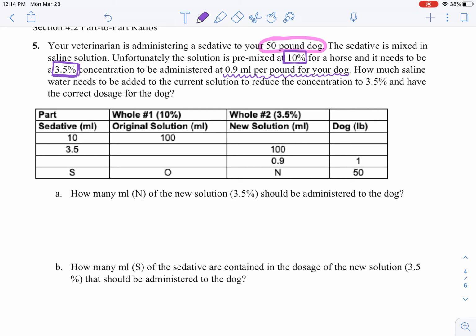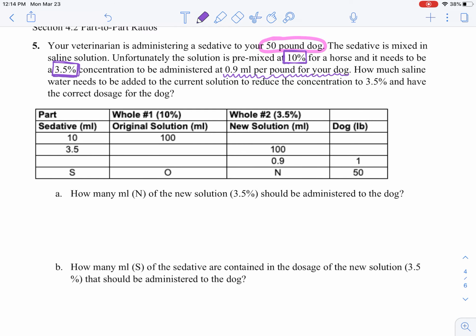And guys, this is important, right? We don't want to give too much sedative for our dog because he's going to be gone. We want to make sure that we put enough water or saline water into this current horse medicine so that it's not too strong for our little dog. So you understand the problem. It's got a lot of parts to it.